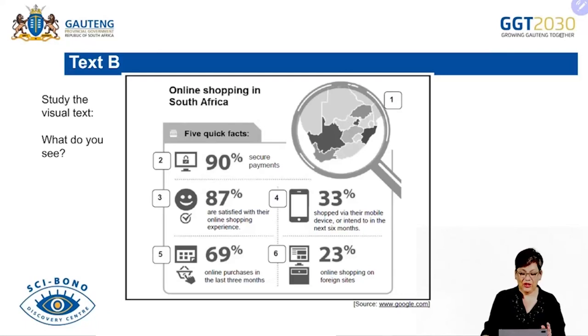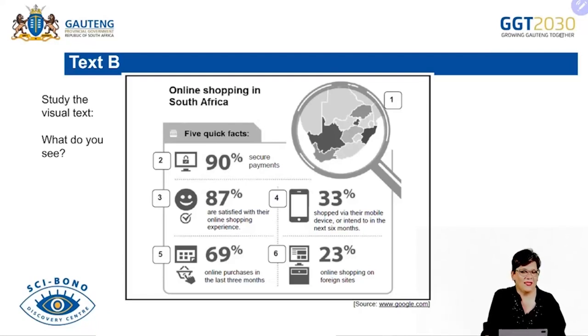And then we have a little picture there, and it says 90% secure payments. Underneath it, we have a little face and a tick. 87% are satisfied with the online shopping experience. Underneath that, we have 69% online purchases in the last 3 months. And then on the right-hand side, it looks like a phone or something, and it says 33% shop via their mobile device or intend to in the next 6 months. And then we end with 23% online shopping on foreign sites. Now, obviously we have this magnifying glass that's included as well.